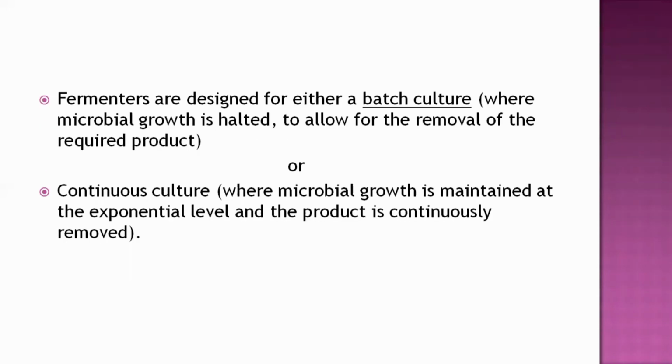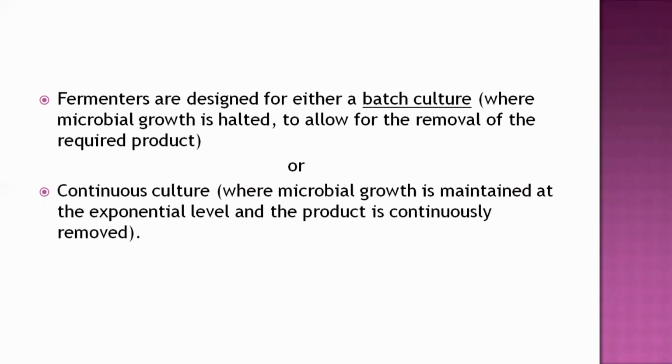Batch fermentation involves the stopping of the fermentation process while removing the required product so as to withdraw the products, while continuous involves that the process of fermentation continues regardless of withdrawing the product. So you withdraw continually and you produce continually.